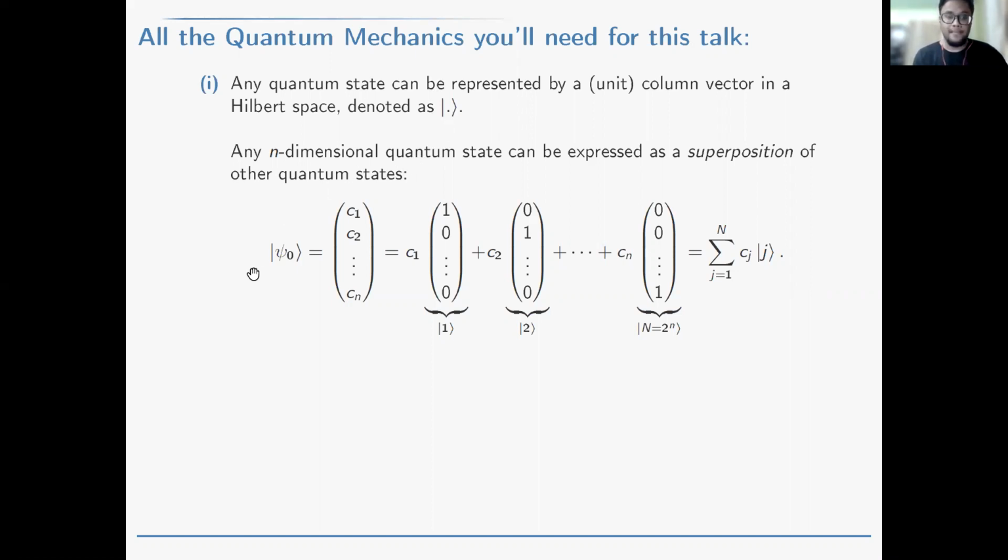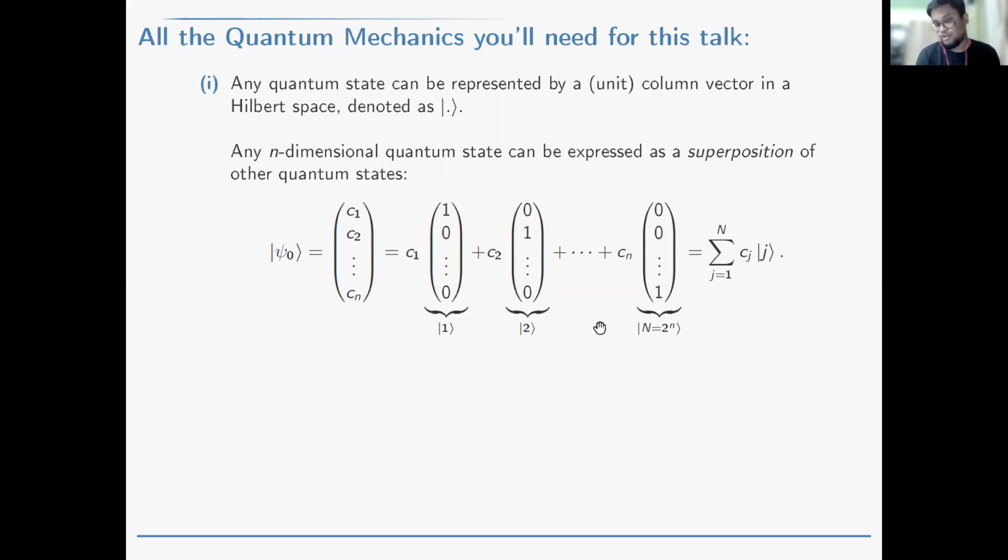Okay, so any quantum state is just a column vector where the entries are complex numbers, and it can be expressed as a superposition of other quantum states. This representation is not unique here. I mean, you could express this as a superposition of other quantum states, but these basis states are kind of special in a way.